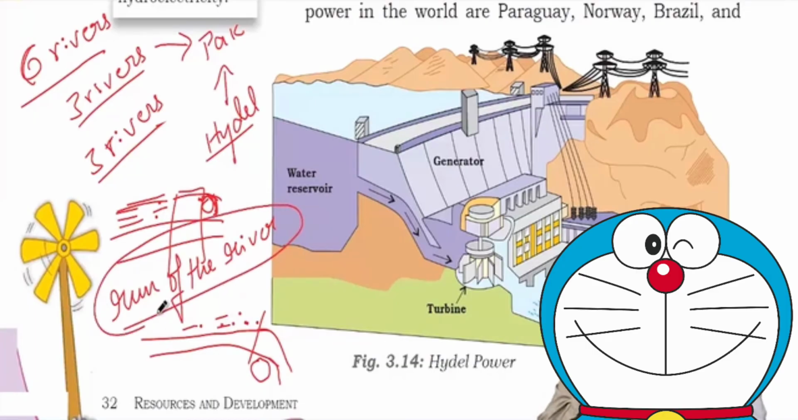UPSC asked what is run of the river because of the Indo-Pakistan issue. So sometimes whenever some issue comes up between India and Pakistan, or India and Bangladesh, there is a possibility that they immediately link it with geography. So you should be aware about this.